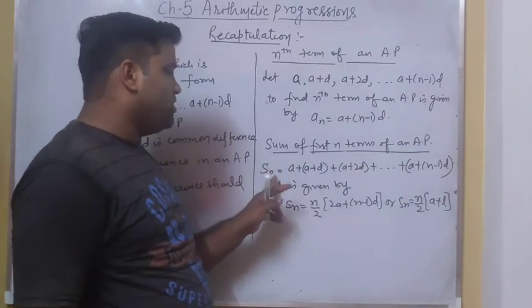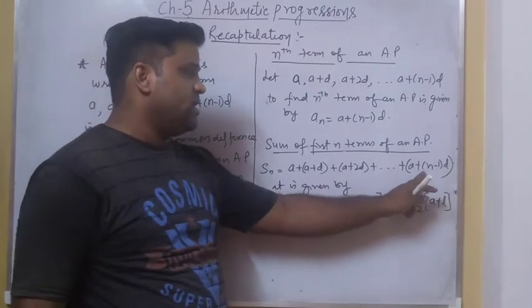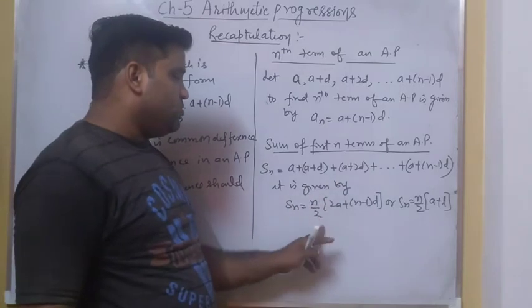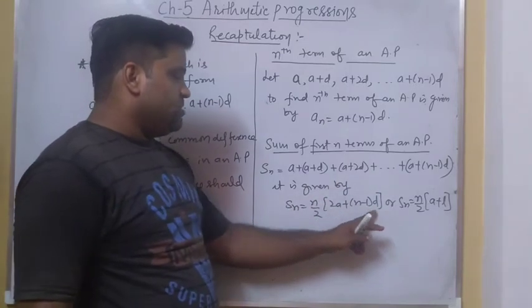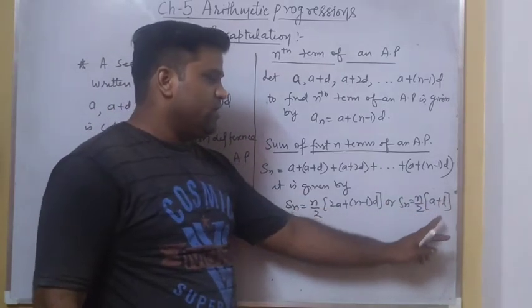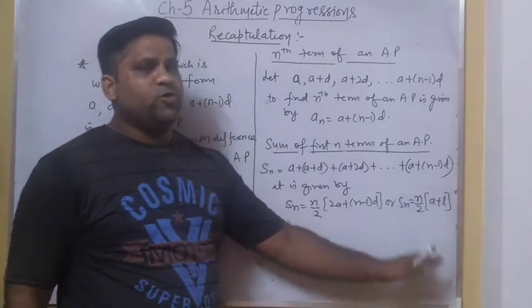Similarly, how to find the sum of first n terms of an AP? We know that the sum of n terms of an AP is a, plus a plus d, plus a plus 2d, up to a plus (n minus 1) into d. Its formula is given by Sn equals n by 2 into bracket 2a plus (n minus 1) into d, or Sn equals n by 2 into bracket a plus l. This formula we can use when the last term or nth term of an AP is given. So it's a quick revision.